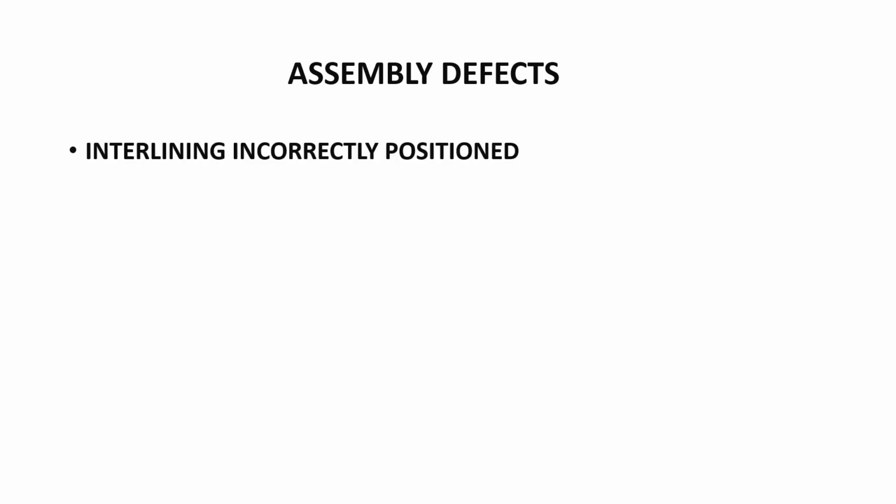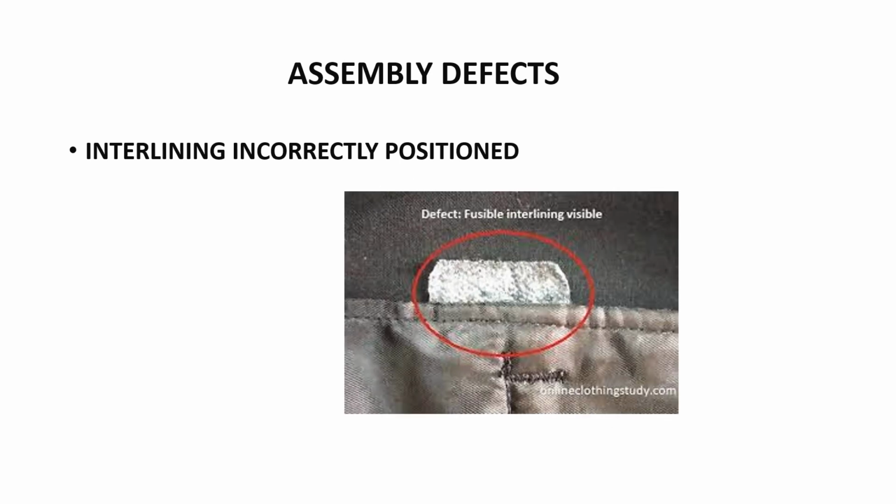Now when you are talking about assembly defects, we also talk about the use of the interlining. Now interlining should be correctly positioned in the garment. Where it is required, there only the interlining must be there, like in this particular figure.